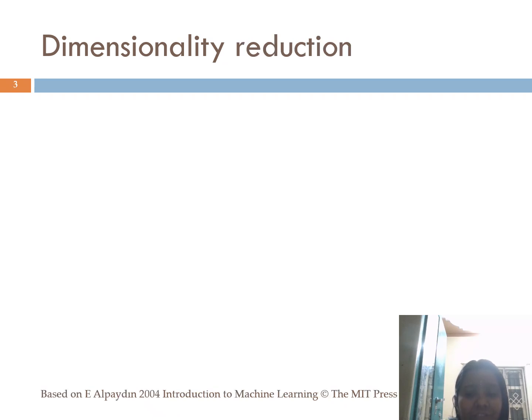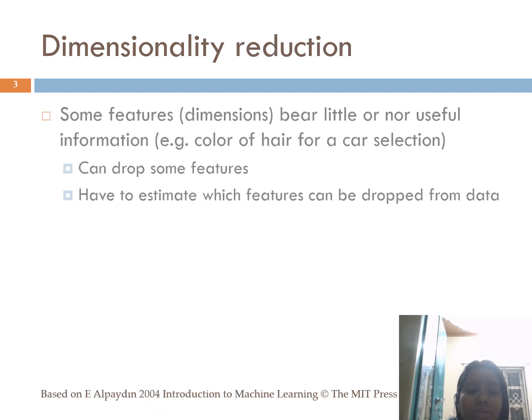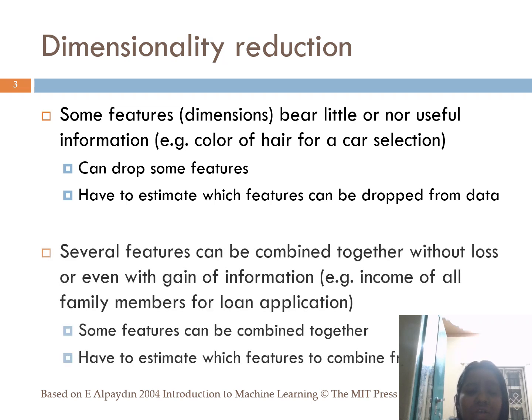Dimensionality reduction can also be used in such a way that some features bear little or no useful information. For example, the color of hair for car selection: such features can be dropped from the data. Several features can also be combined in dimensionality reduction in such a way that there is no loss or even a gain of information. For example, the income of all family members in a loan application, where some features can be combined together to estimate the total income of a particular family.